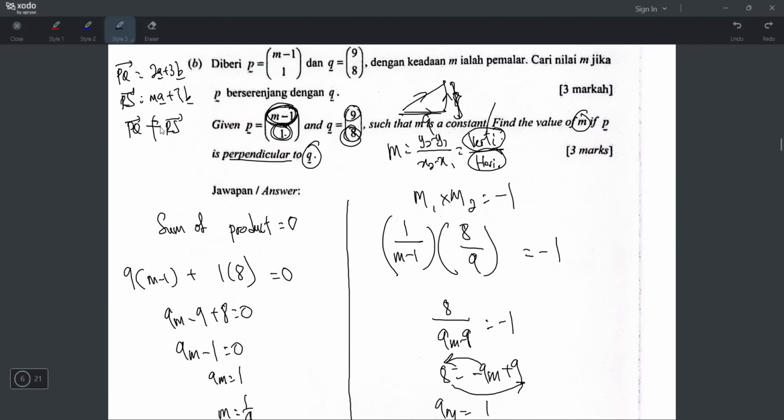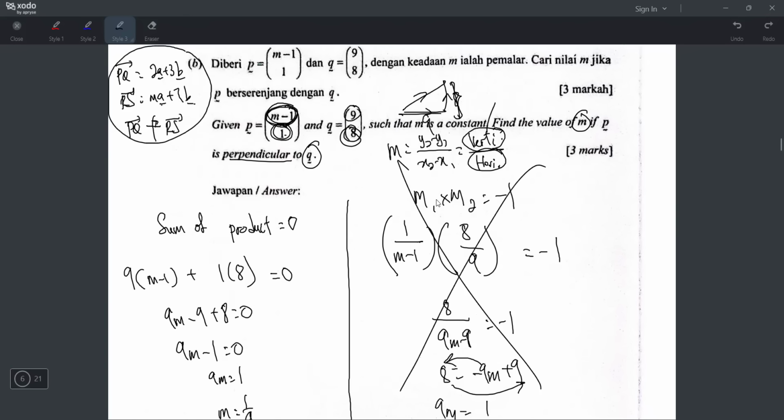But if it's perpendicular, we cannot do that. We cannot use the same method. So for perpendicular, we have to use this method that I showed you: sum of product equals 0. And if the question is like this, where it's in terms of AB, we cannot use this method.